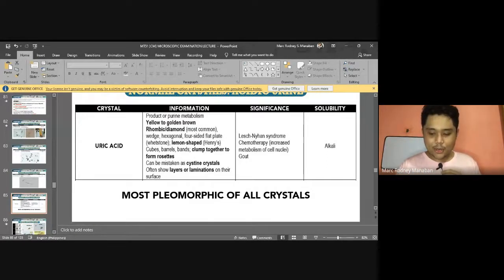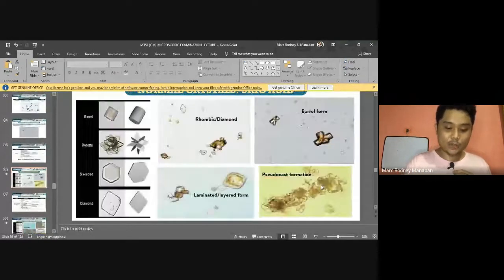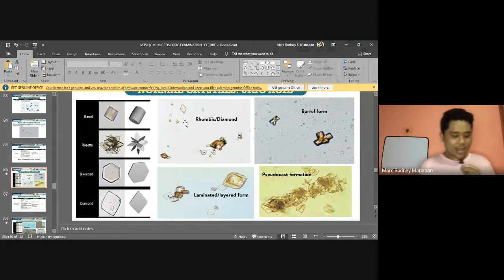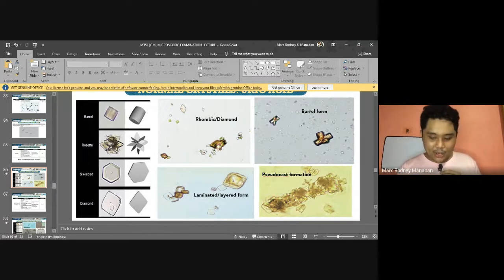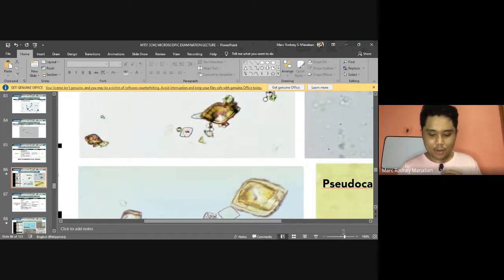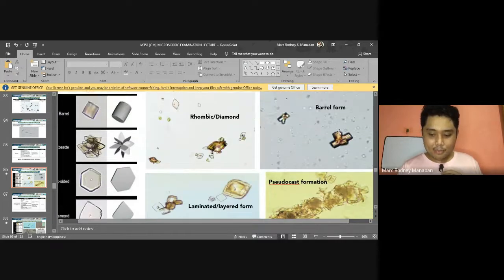Alright, okay. Most pleomorphic. Why? Because it can assume a lot of shapes. Here's an example. This is the rhombic diamond. As you can see, it looks like a lemon. That's why it's called a lemon-shaped crystal. Aside from that, it may have a laminated or layered form. As you can see, it looks like they are stacked on each other. Laminated, layered form.